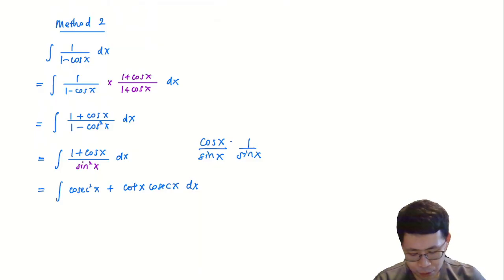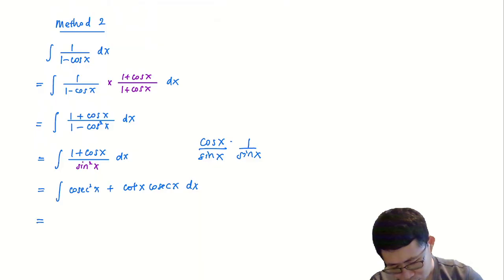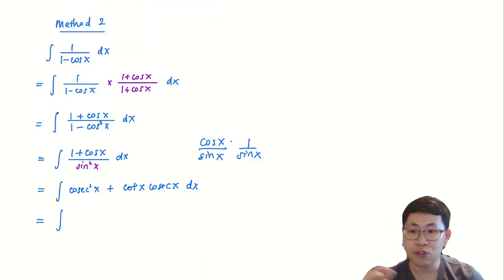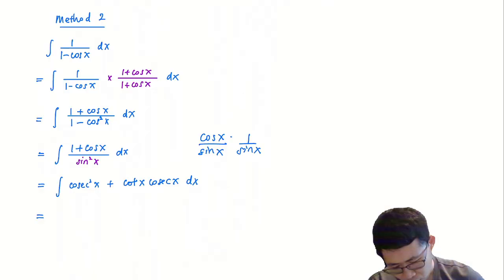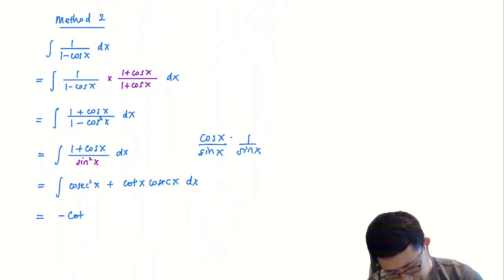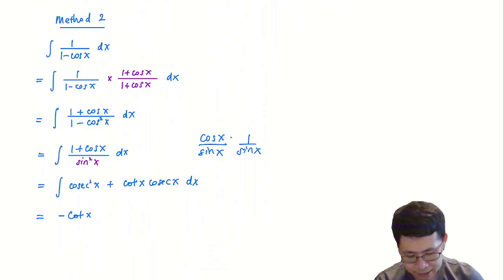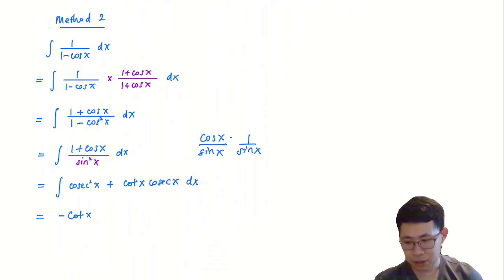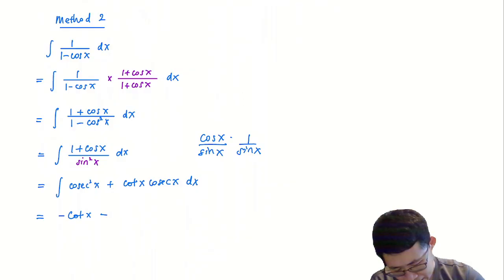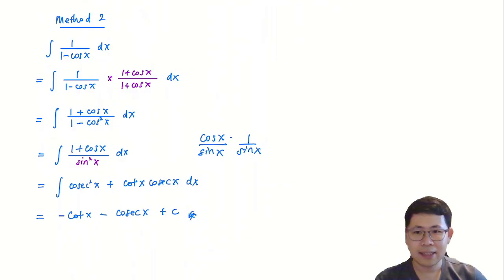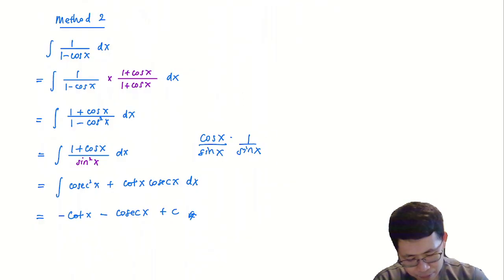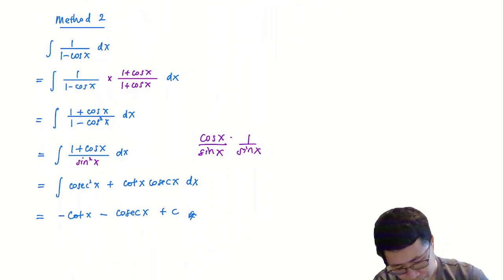Okay, so what do I do next is to consider what integrates, what differentiates to cosecant square. Like what we see just now, it is actually negative of cotangent x. That differentiates to cosecant square x. And what differentiates to cot and cosec? This is actually minus cosecant x, then at the end plus c. Okay, so this is the thinking that we need in order to get our integral out.